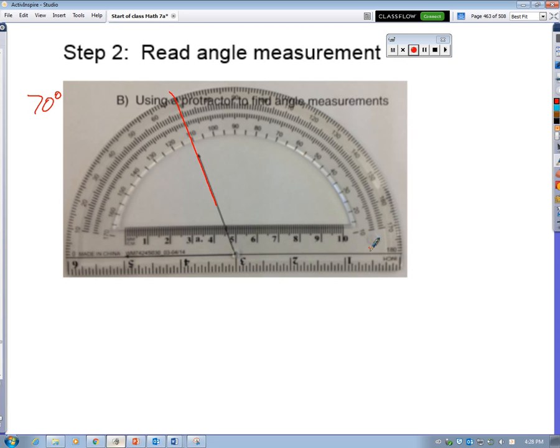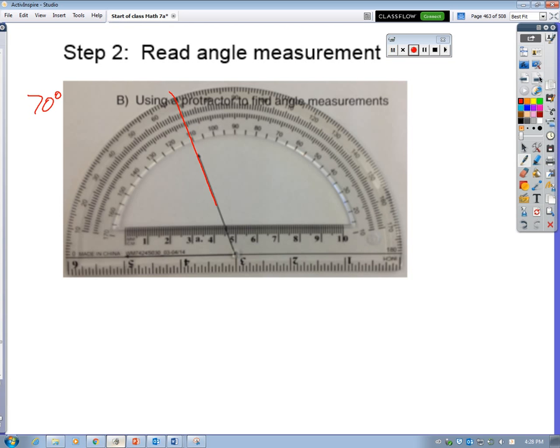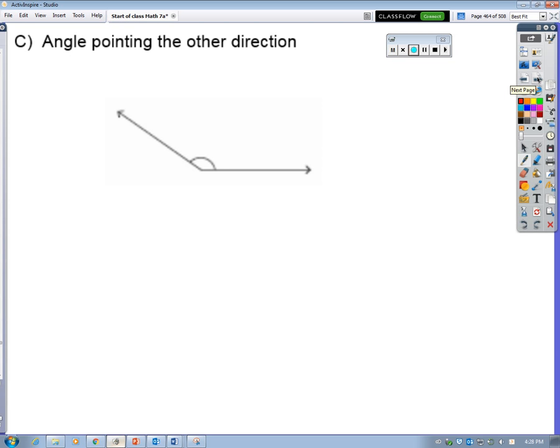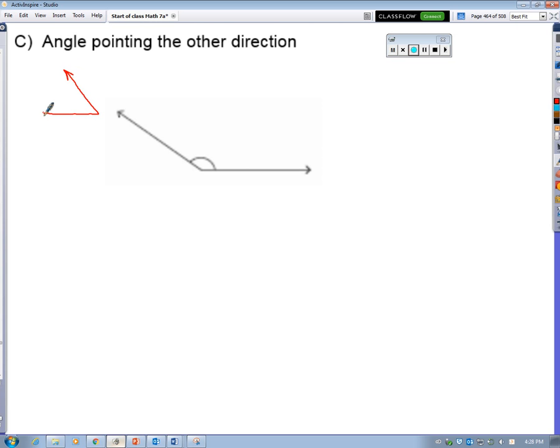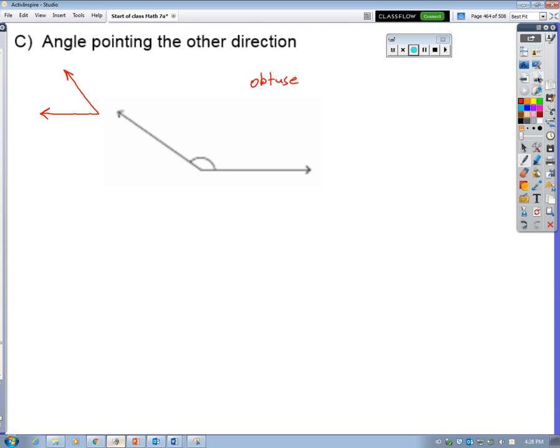This time we'll take a look at one where the angle is pointed the other direction. So here we have an angle. This time it's pointed the opposite way than what our other one was. Our other one was pointed something kind of like this here, and this one is opening the other direction. The first thing we got to do is put our protractor on this angle. Looking at this angle, we also know that this angle is obtuse because it is bigger than 90 degrees. So our answer should be bigger than 90 degrees.